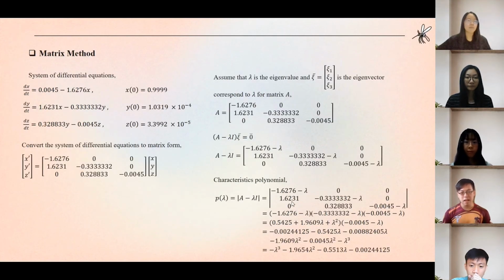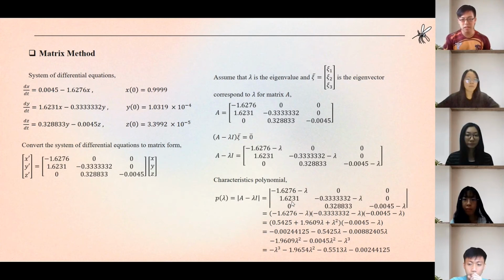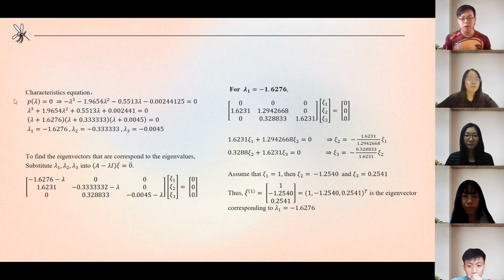Next, I'll present how the matrix method is used to solve the system of differential equations. Firstly, we convert the system of differential equations into the matrix form. Then we'll make matrix A minus lambda times the identity matrix to get its determinant. The determinant will be our characteristic polynomial. Next, the characteristic polynomial will then be equal to 0, and it becomes a characteristic equation.